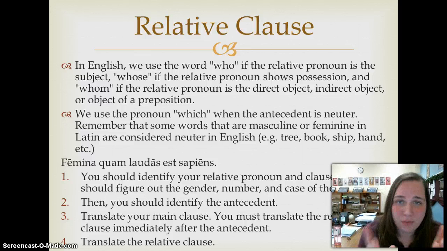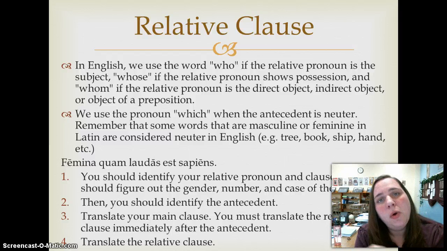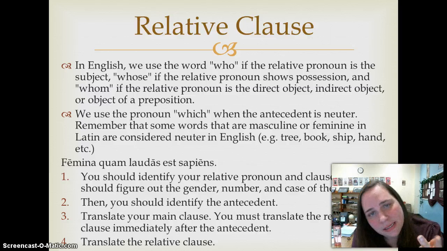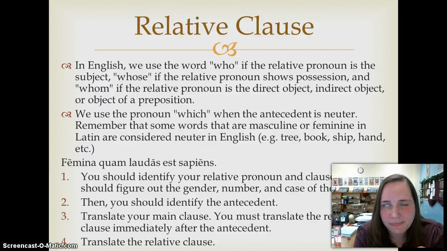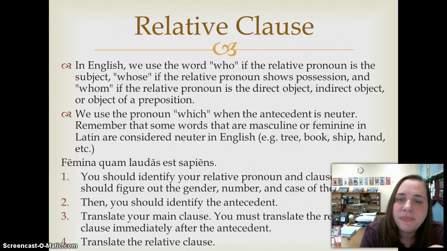Who is a subject, or a nominative, if you will. Whom is the object, be that direct object, accusative, indirect object, dative, or object of various prepositions, ablative or accusative, okay?